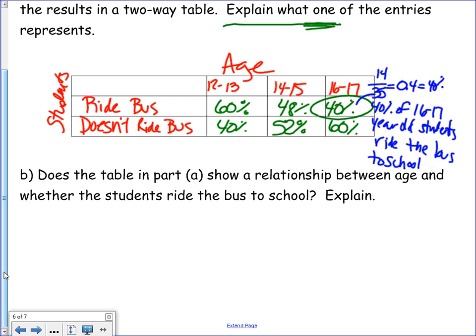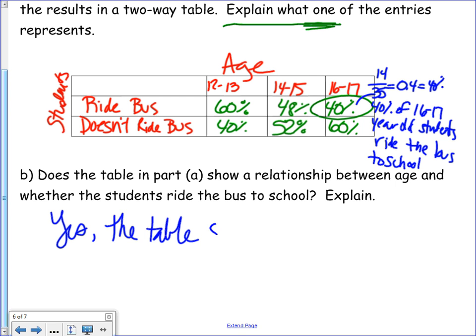Now, part B here is asking us, does the table in part A show a relationship between age and whether the students ride the bus to school? So, what is happening here? If you ride the bus, in the youngest age range it's 60%. A little older, it's only 48. A little older yet, it's only 40. Doesn't ride the bus, 12 to 13 is 40%. Doesn't ride the bus is growing now, 14 to 15, 52%, and even higher yet. So does this table show a relationship between age and whether students ride the bus? Yes. It shows that as you get older, you ride the bus less.